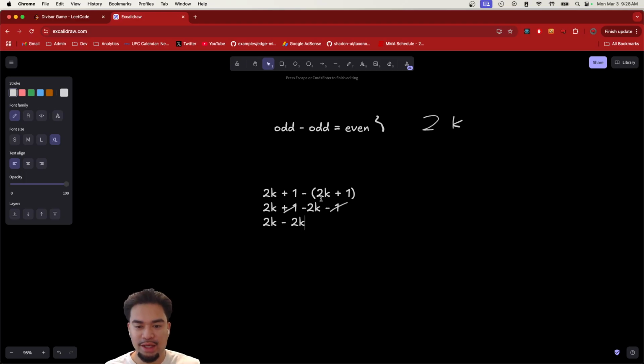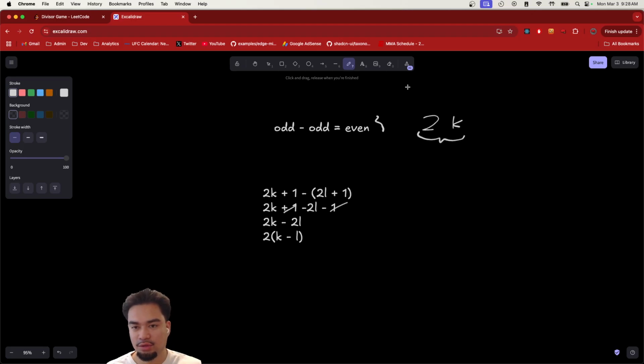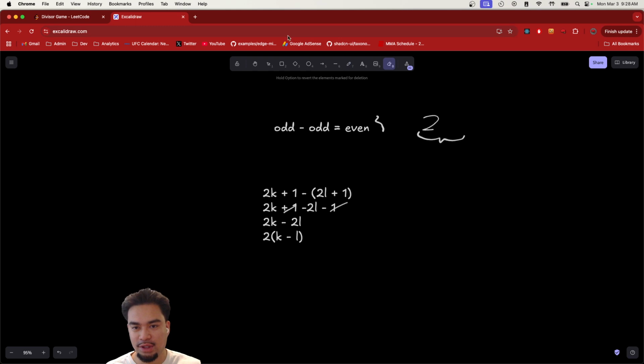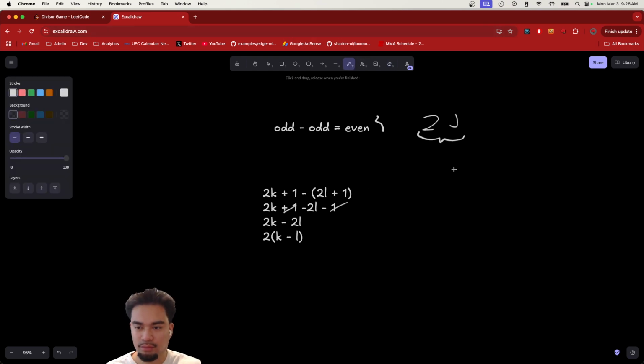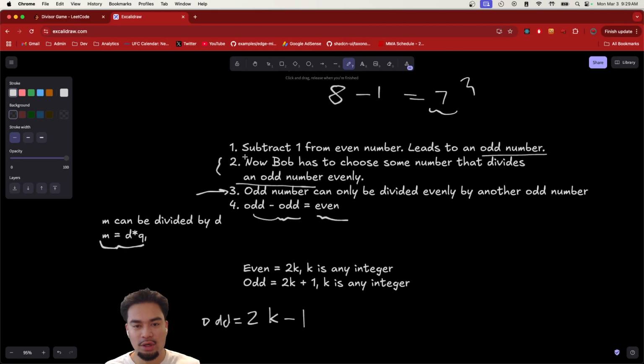Oh, sorry. Why am I using k here? Let's use L here, because these are random, and they could be two different numbers. Now we have it in this form, and we pull out the 2, and we get k minus L. That's of the form 2 times something. Let's just use j, where j is a random integer. An integer minus an integer is another integer. So this is actually a multiple of 2. So you can see that when you simplify odd minus odd, you get an even number. And that proves our step 4 here.